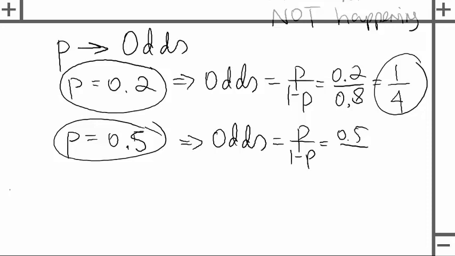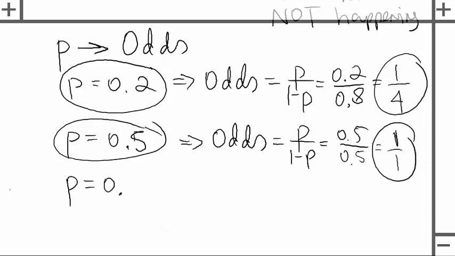0.5, right? 1 minus 0.5 is 0.5, and it's 1 over 1, right? 1 chance in my favor, 1 chance against me, right? Half and half, basically. All right. And the last one, let's do something like that, 0.75.